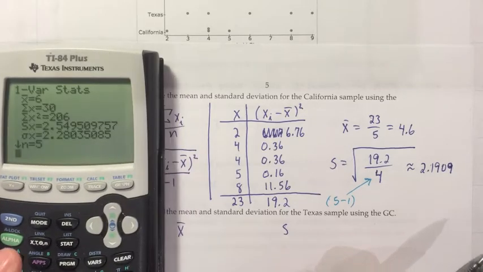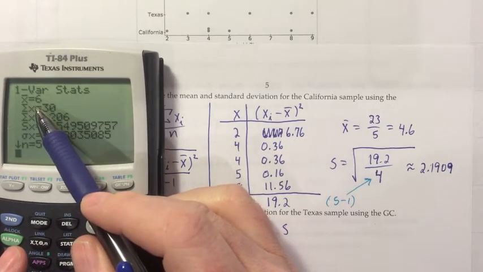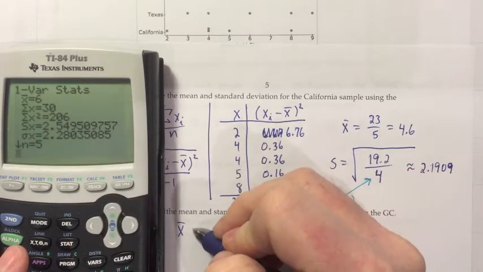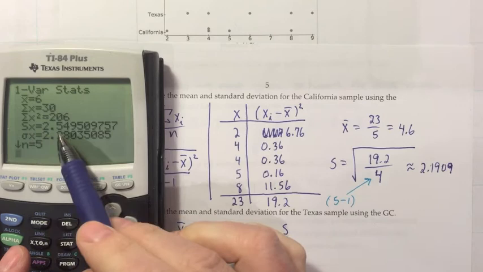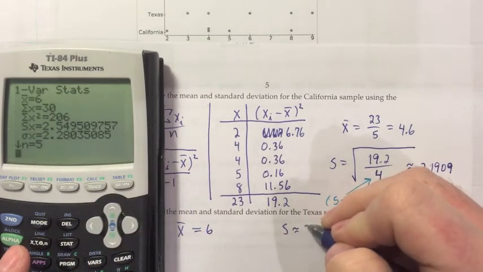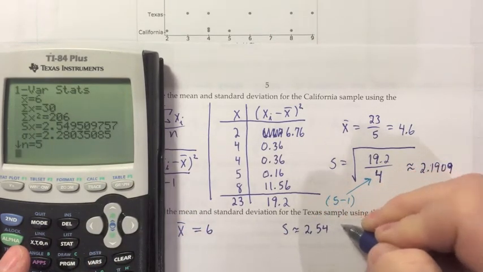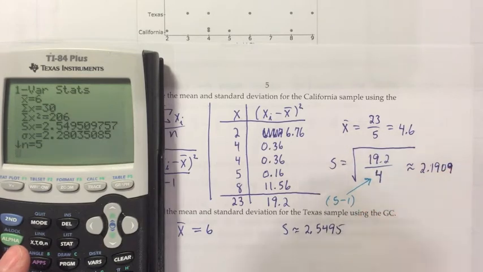And when I do that, notice that the X bar is given, so X bar is 6, and then the value of S is given as well. So S is approximately 2.5495. So super fast and simple. With a little practice you can do that pretty easily.